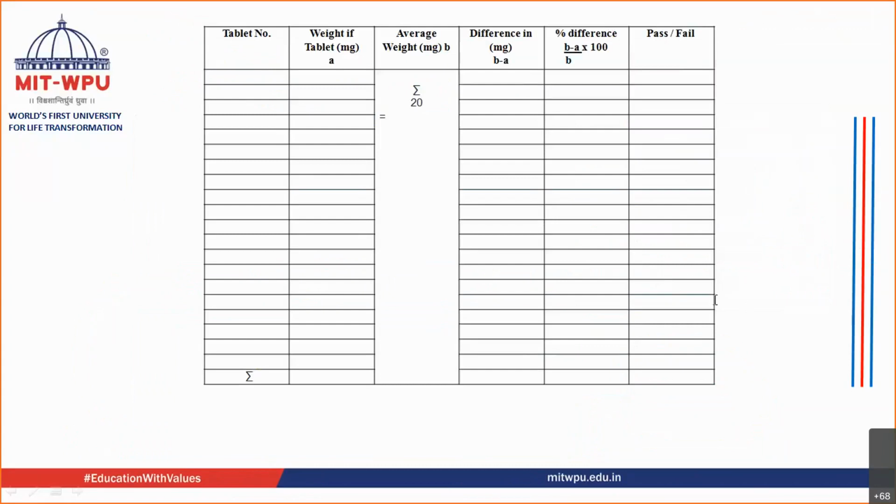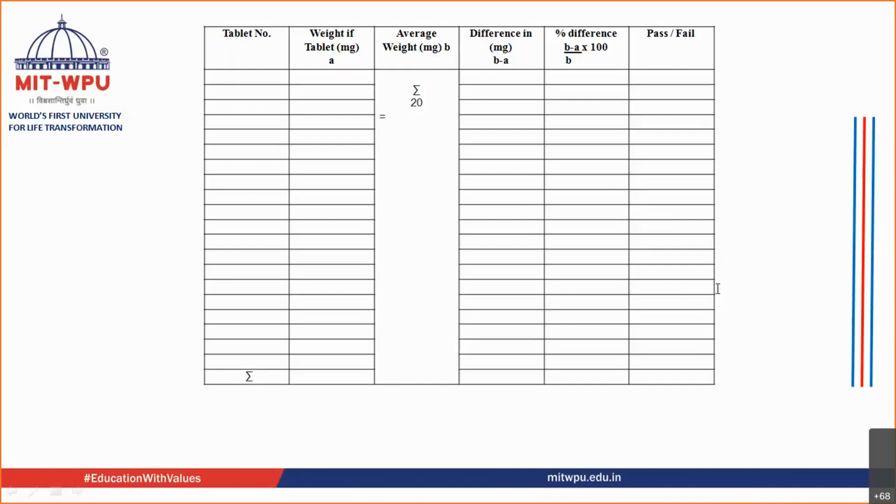Yeah, Sanjana said that I am a bit confused. We can also determine weight variation from friability test. No. Friability test is after tumbling of tablets. There also you consider average weight, Sanjana, but this has nothing to do with friability test. Friability test is totally very different.